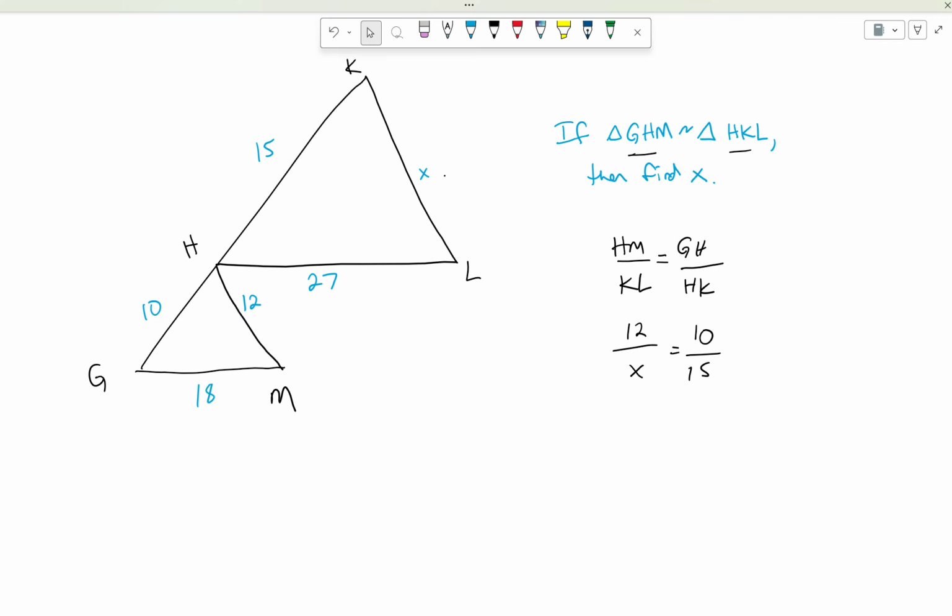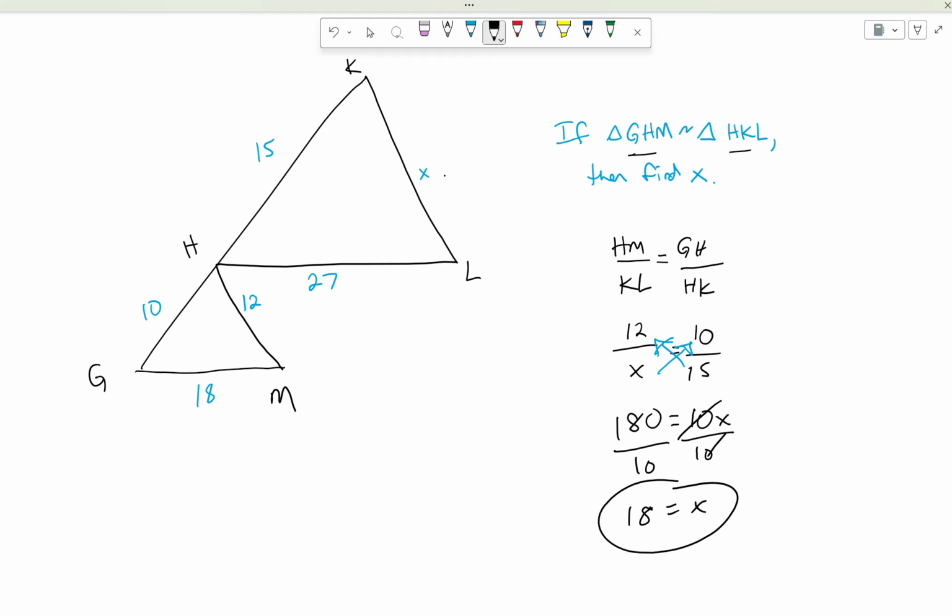I take a cross product. So I'm going to have 12 times 15, which is 180. You guys remember this cross product like this? And that's equal to x times 10, which is 10x. Divide both sides by 10. 180 divided by 10 is 18. That's x. So that is the value for KL. Okay. Moving on. Next.